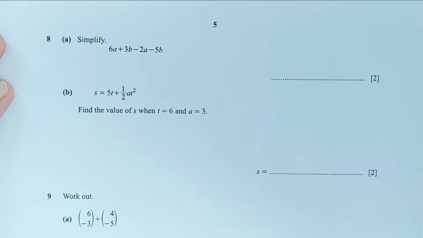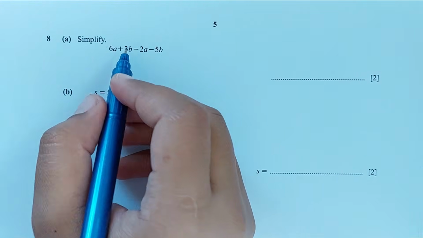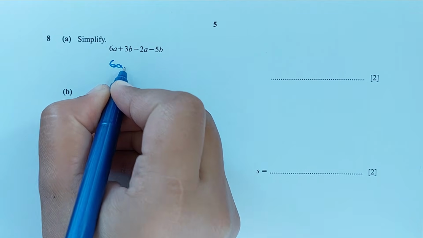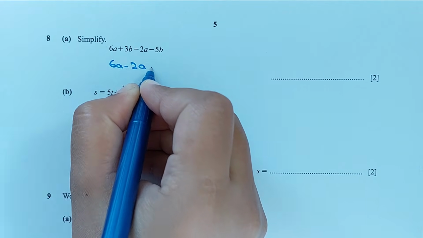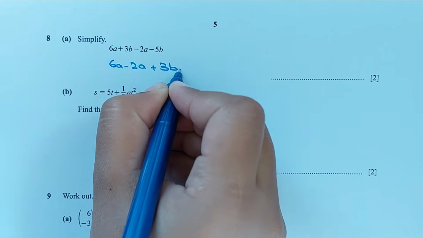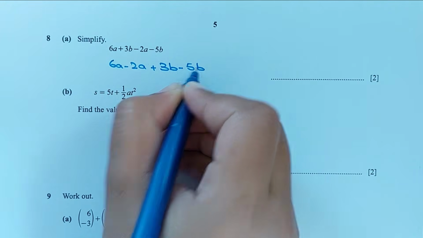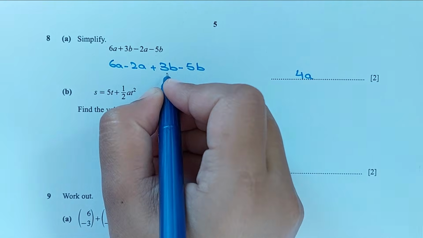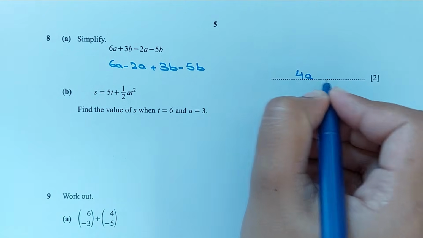Question number 8, part A, simplify. Let me combine the A terms, 6A minus 2A, and the B terms, plus 3B minus 5B. So 6 minus 2 is 4A, and 3 minus 5 is minus 2B.